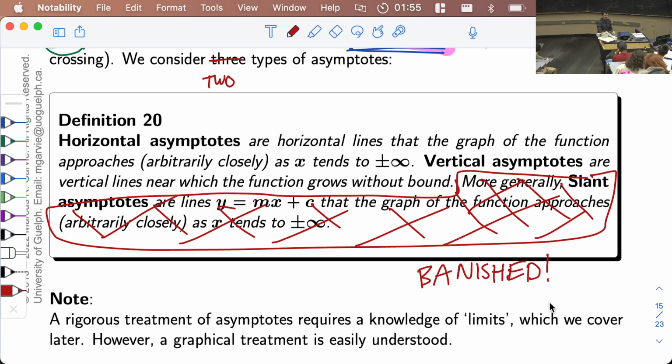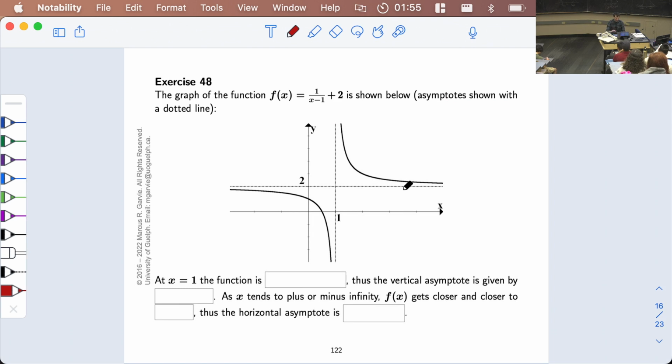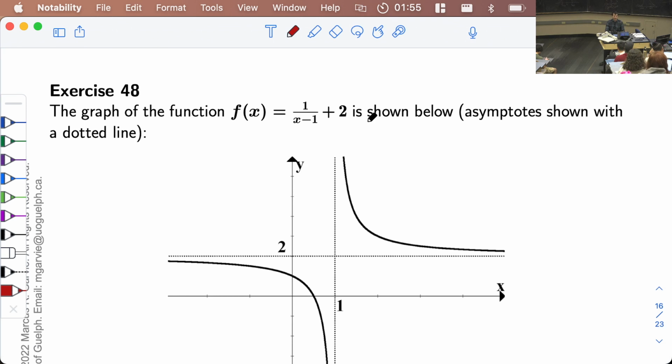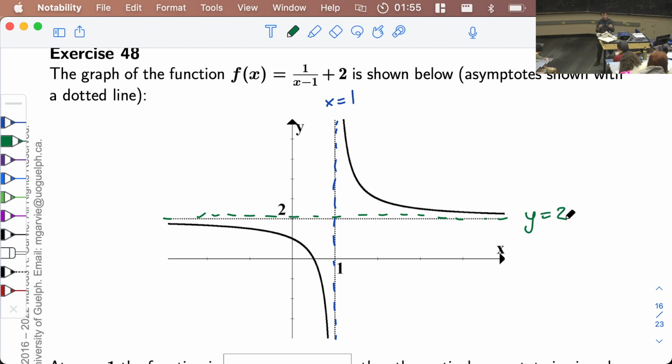So let's see an example. Later on, we're going to do limits, and limits are the formal version of asymptotes. Today, we're just doing the picture version. Here's the function f of x equals 1 over x minus 1, plus 2. That's shown here in these black lines. And there are 2 dotted lines. There's a vertical dotted line at x equals 1, and a horizontal line at y equals 2. Those are the asymptotes. So x equals 1 is the vertical asymptote, and y equals 2 is the horizontal asymptote for this function.